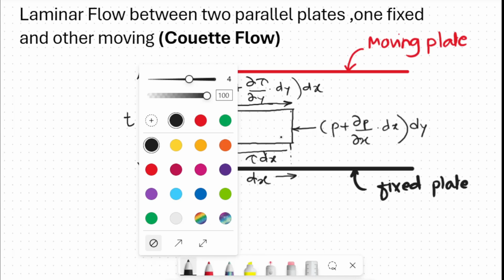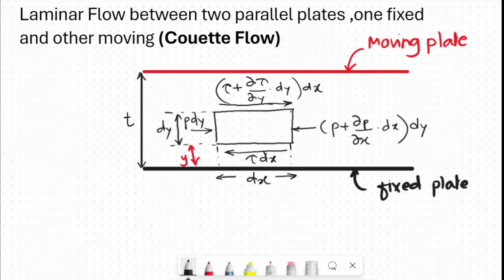In the previous session related to laminar flow, we covered the derivation for laminar flow through a tube or pipe, and secondly we covered laminar flow between two parallel plates when both are fixed. Now in this session we'll go through the derivation for laminar flow between two parallel plates, where one is fixed and the other is moving. This is also called Couette flow.